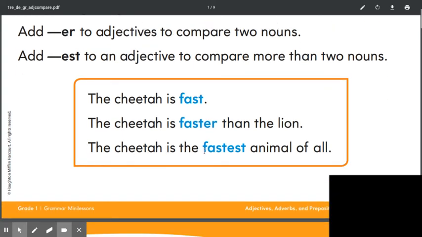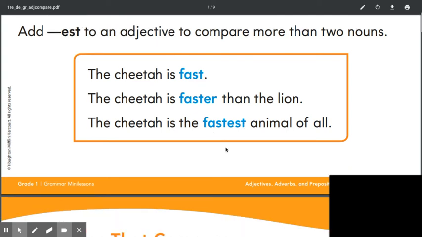The cheetah is the fastest animal of all. So we're comparing the cheetah to all of the animals, so more than two. We need to use the EST because it's more than two letters. The cheetah is the fastest animal of all.